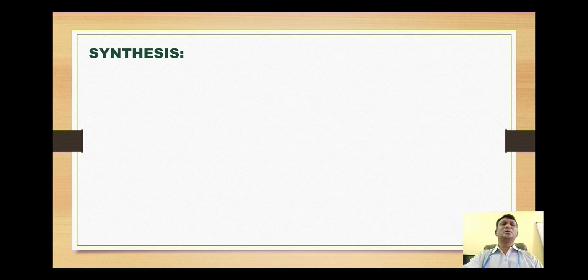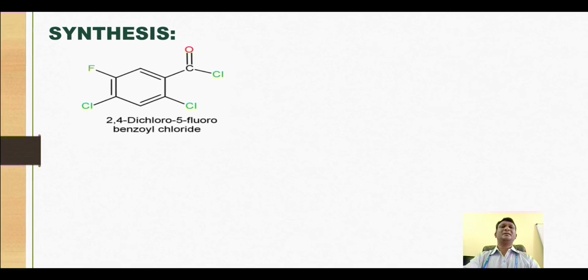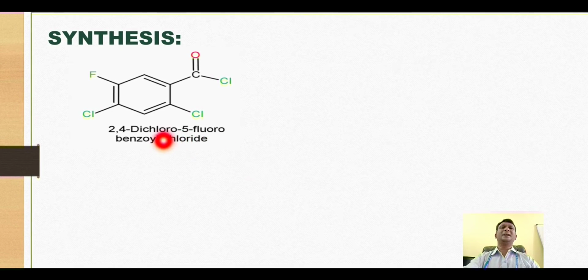Next, move on to the main topic of this portion, that is synthesis. The synthesis of ciprofloxacin starts with our starting material, which is called as 2,4-dichloro-5-fluoro-benzoyl chloride. This is the benzoyl chloride molecule. So this is number 1 position, this is number 2, 3, 4. So on 2 and 4 we have 2 chlorines, and on position number 5 we have a fluorine.